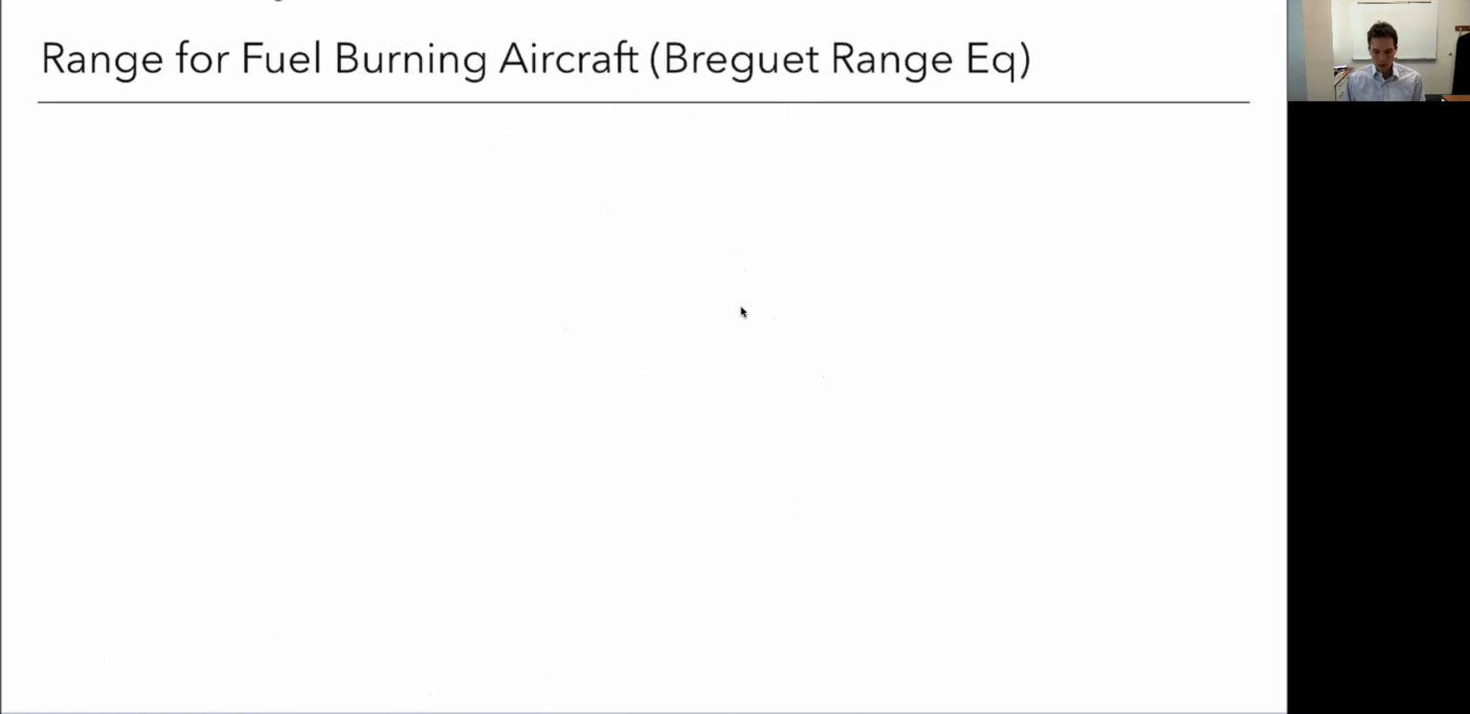Okay, so let's now look at the same concept of range, but for an aircraft that burns fuel. So this is all our transport aircraft, of course. What does the range look like? What is the primary difference? Well, one big difference that we would see with a fuel burning aircraft, of course, is that we are burning fuel, meaning that fuel is gone.